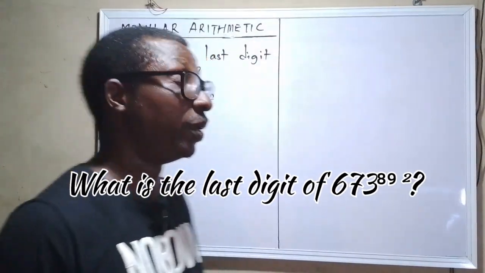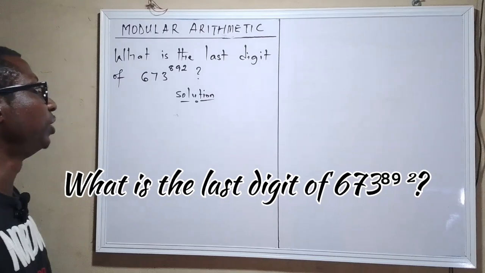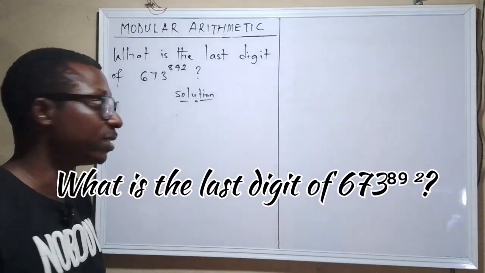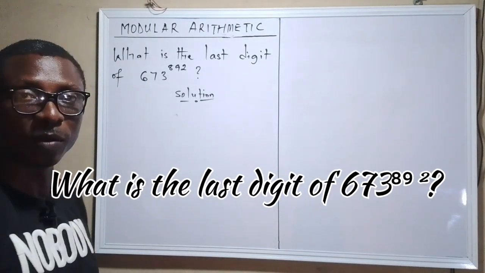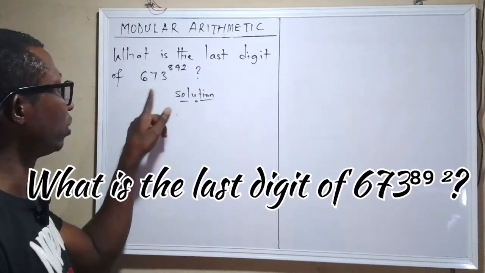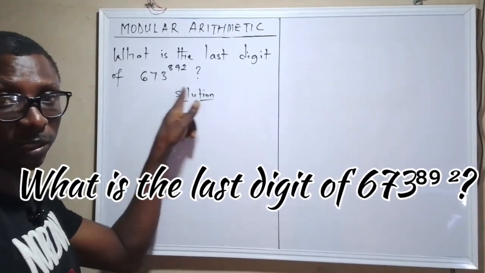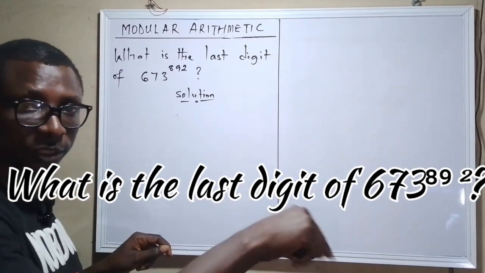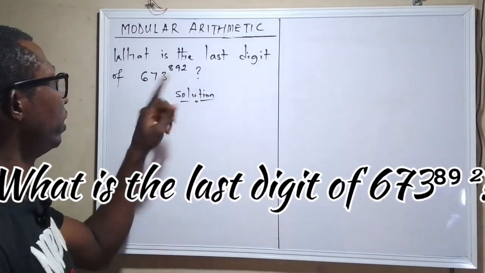Now let's look at this problem. What is the last digit of 673 raised to the power of 892? What is going to be the last digit when you simplify this? The last digit. Okay, so how do you do this?